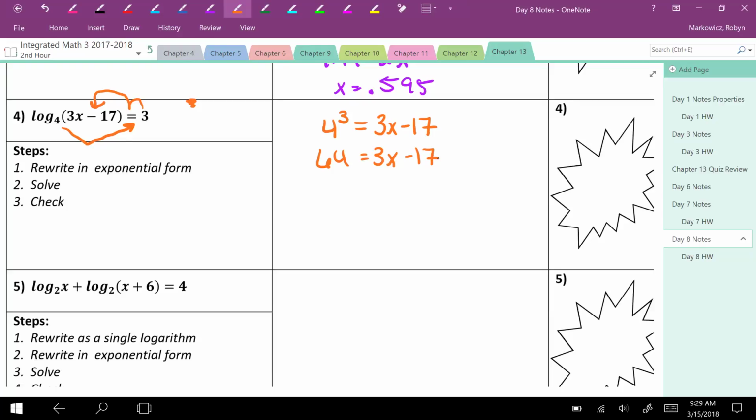Add 17 to both sides. You'll get 81 equal to 3x. Divide by 3. What does x equal? X equals 27. All right, last one.